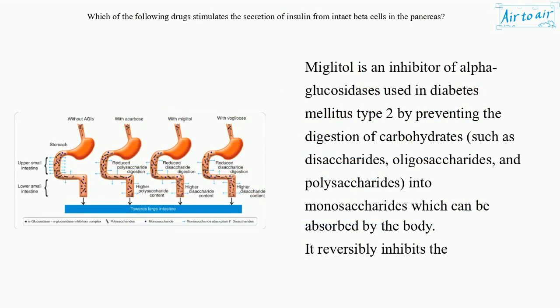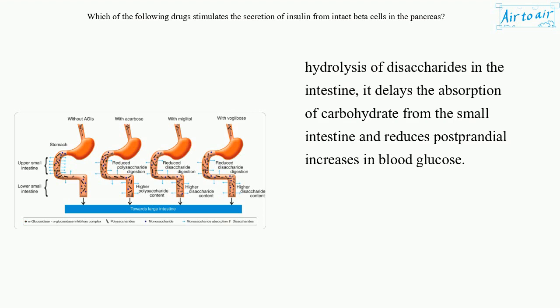Miglitol is an inhibitor of alpha-glucosidases used in type 2 diabetes mellitus by preventing the digestion of carbohydrates, such as disaccharides, oligosaccharides, and polysaccharides, into monosaccharides which can be absorbed by the body. It reversibly inhibits the hydrolysis of disaccharides in the intestine. It delays the absorption of carbohydrate from the small intestine and reduces postprandial increases in blood glucose.